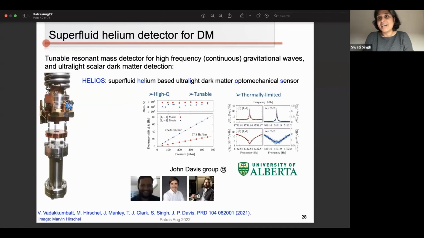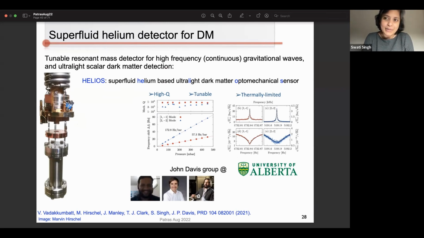And the group of John Davis actually was inspired to build a system to do this. So we have Helios, the superfluid helium-based ultralight dark matter optomechanical sensor, because you need to have like a nice acronym thing for your experiment.